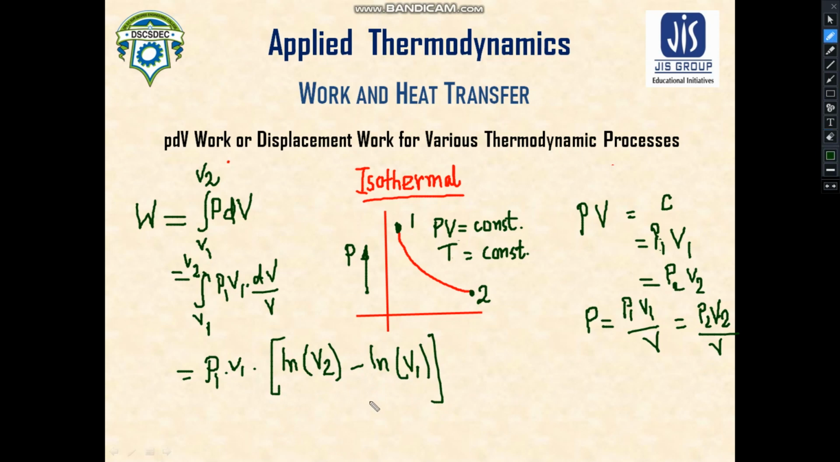It can also be written down as, just removing it. This is very simple, school level mathematics. You already know about these logarithm things. So it will be ln V2 by V1. So the ultimate work done by the system in an isothermal process becomes P1 V1 into ln V2 by V1. This can also sometimes be written as ln P1 by P2.